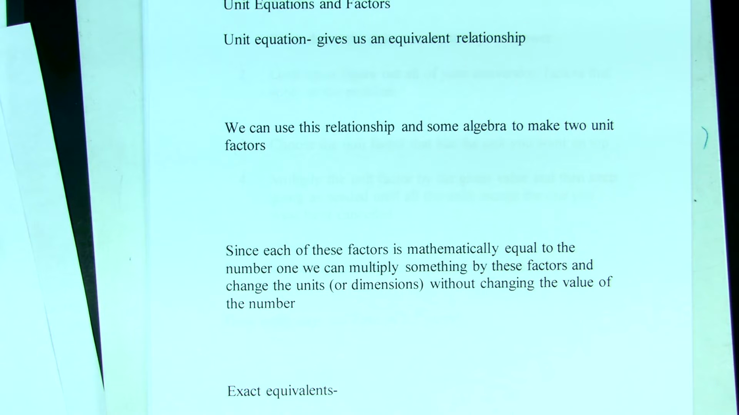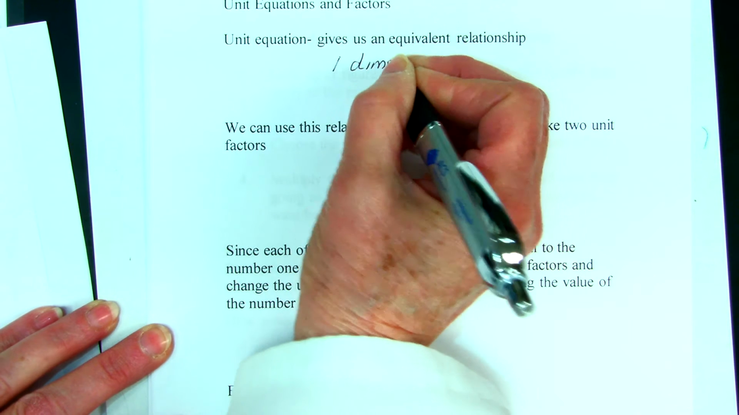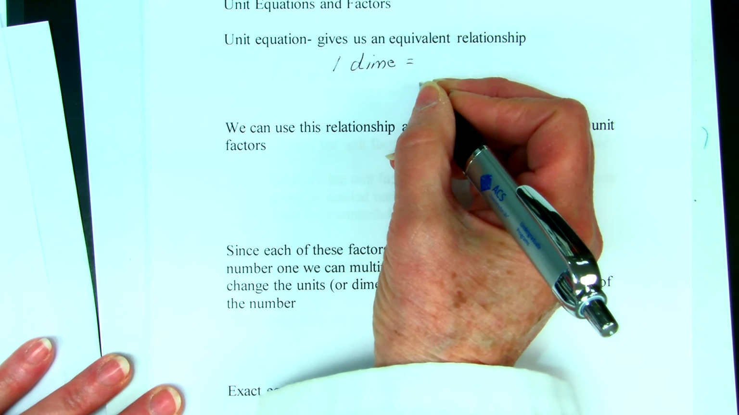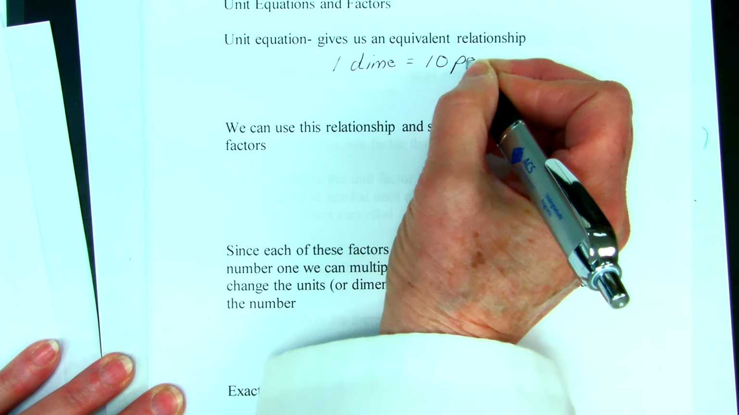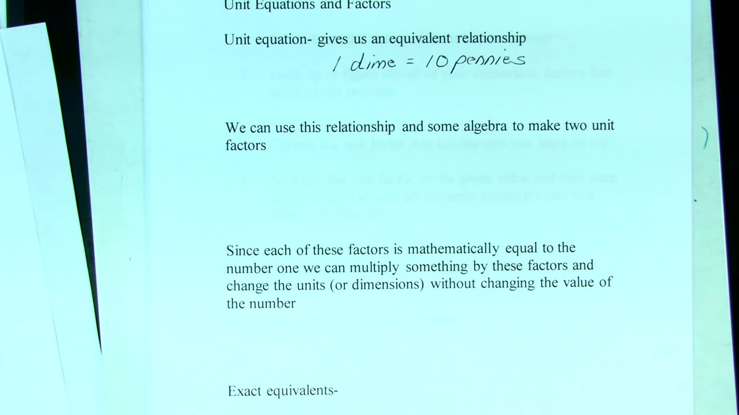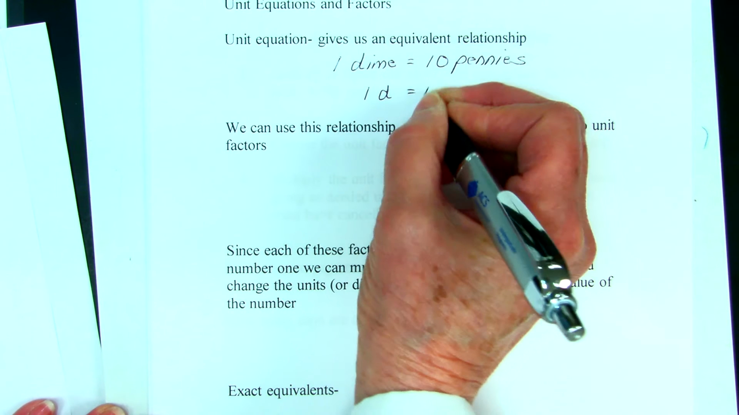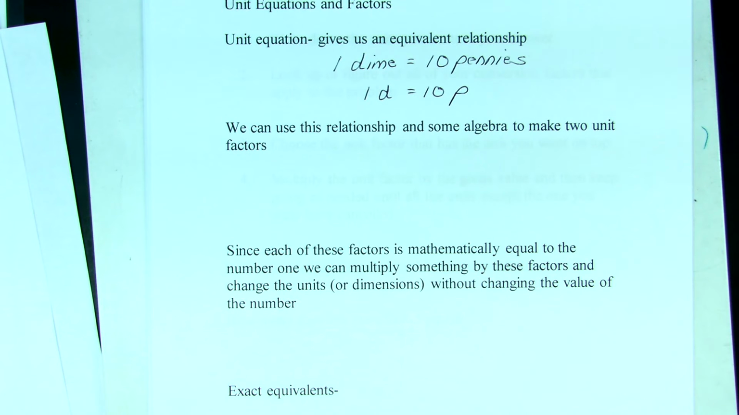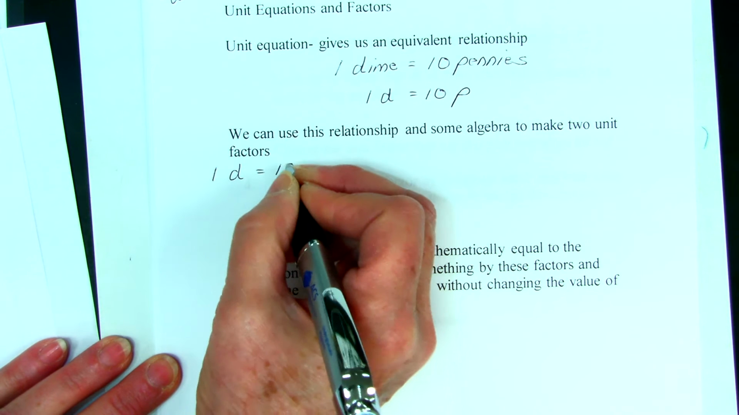So when we look at this relationship, we're going to start with something you know. 1 dime. How much is a dime worth in pennies? 10, right? 1 dime is equal to 10 pennies. So when you're standing in the store, you can start counting those pennies that are wearing a hole in your pocket. And so we say, okay, there is an equivalency, and I'm going to call this D and P. 1D is equal to 10P. So we can use this relationship to make 2 factors. We know that 1 dime is equal to 10 pennies.